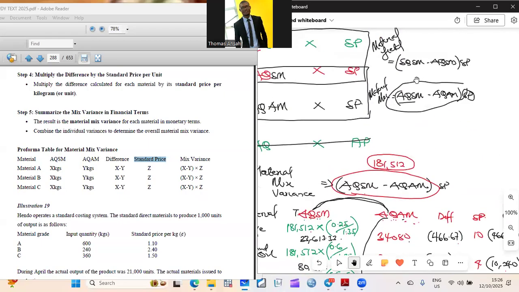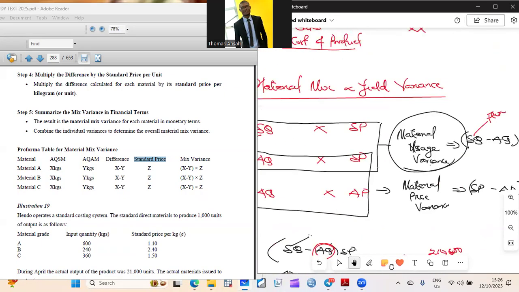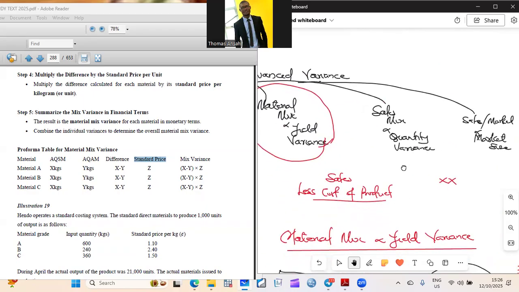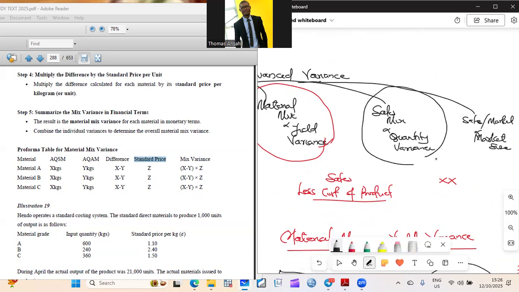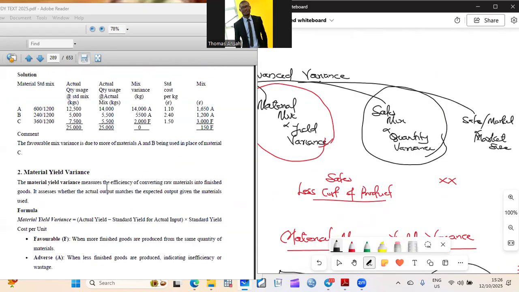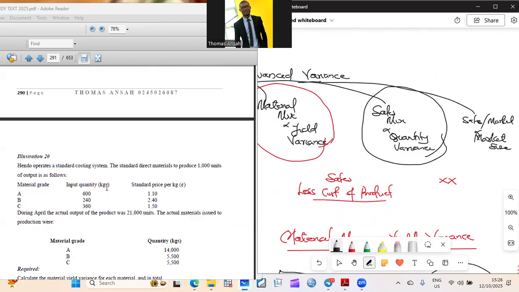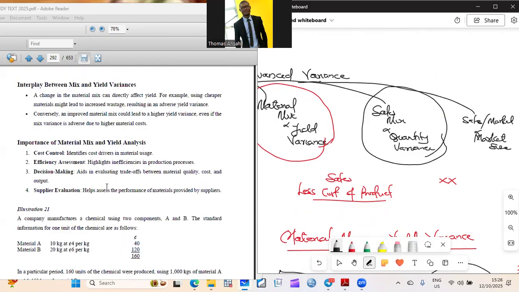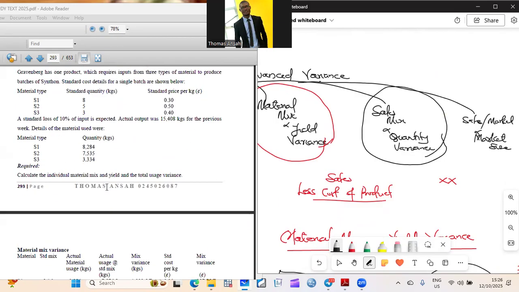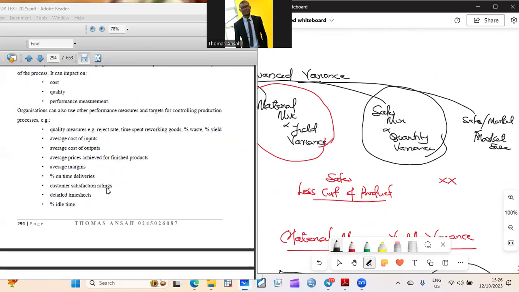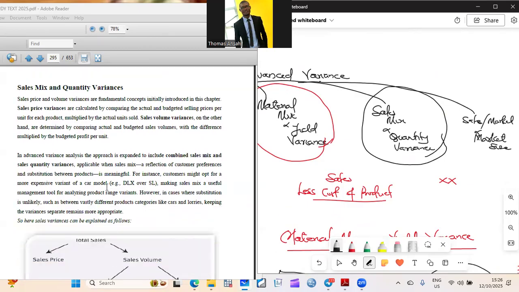The next one we are going to do is this one. Sales mix and quantity variance.